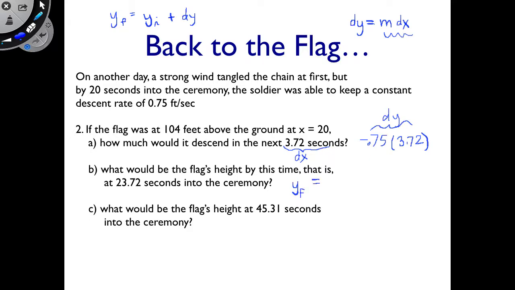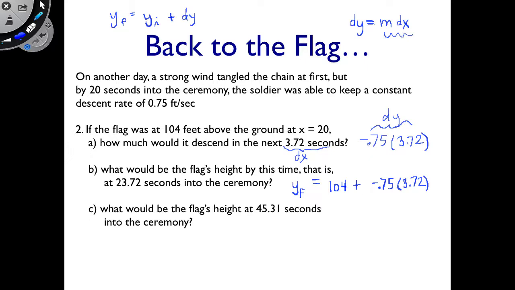So my height by time 23.72 is going to be, and I'm going to change this to function notation in a minute, my initial height plus a change. It went down the pole by 0.75 feet per second for 3.72 seconds. So it doesn't matter that the 3.72 seconds weren't at the beginning. The 3.72 represents a change in time, or time passing by that much. The flag lowers by this amount, whatever that comes out to be, 3-ish feet during that 3.72 seconds. So it would be closer to 101 feet by the time we're done.